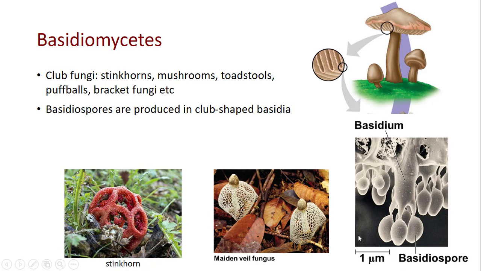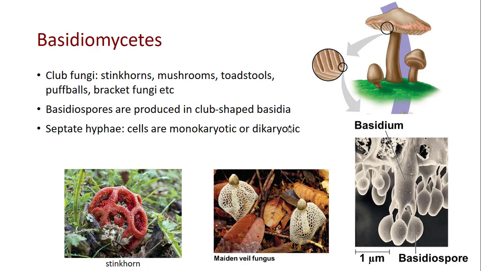These basidiospores are produced here at the tip of the structure, and they're produced on this structure called the basidium, which is this club-shaped structure. That's why the name Basidiomycota. These structures are found in the gills of the mushrooms. If you look under the cap of a mushroom at the gills, which are those brown lines, you can see under the microscope these basidia with the basidiospores. They do have septate hyphae, like the Ascomycota, so they have the monokaryotic and the dikaryotic stage.